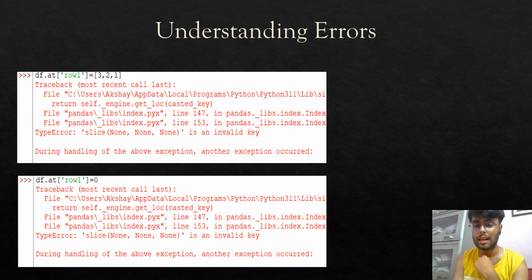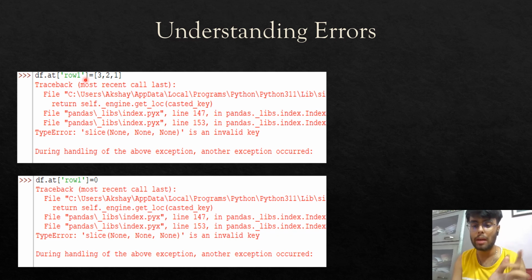Now we are trying to understand certain errors. When I used at and gave a row 1, I wanted to update the values of row 1 with 3, 2, 1, three values. I've given the right values, but it gave me an error. There are certain reasons why these errors have occurred. First one, that when we use at and iat, we have to give two arguments, row, comma, column.